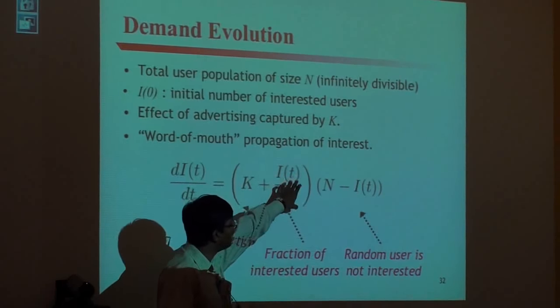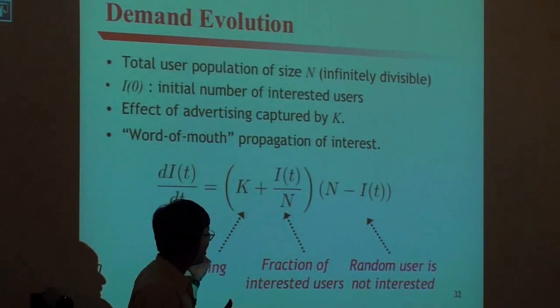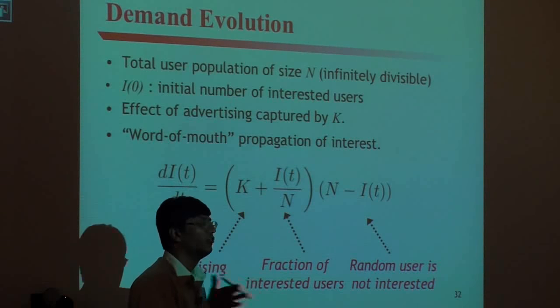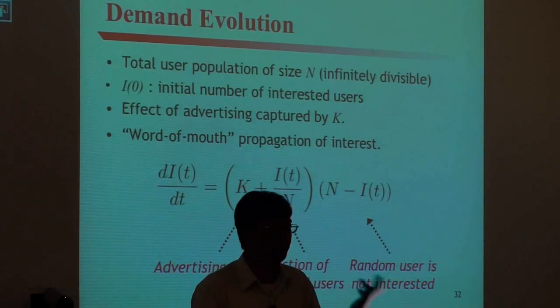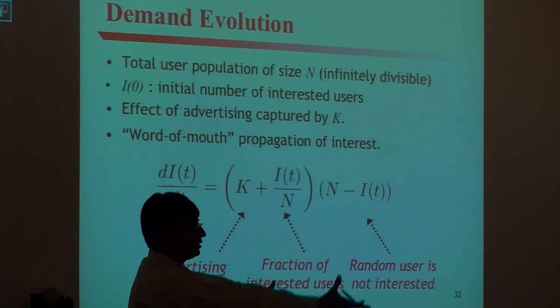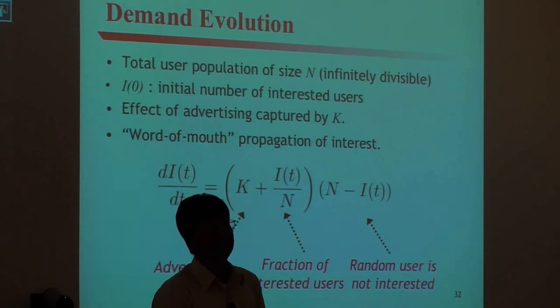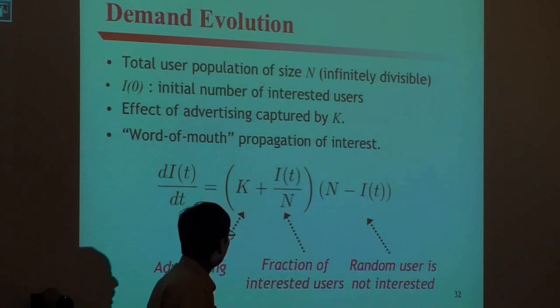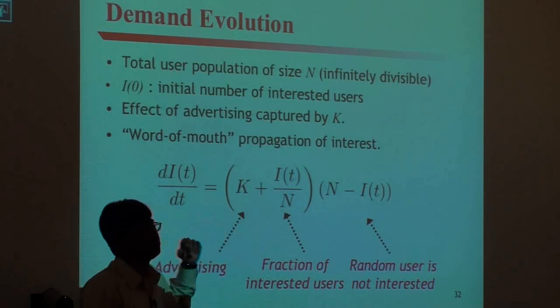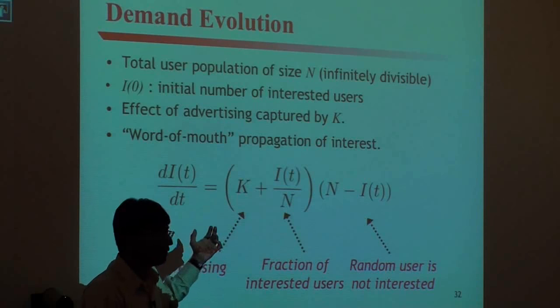So this is called the Bass diffusion. This comes from Frank Bass's work in the 1960s, where he was looking at the propagation of interest in microwave ovens. So there's this new gadget, this microwave oven. How do people request it? What is the rate of change of interest in such things? Now this has been used much earlier in population dynamics, in viral models and so on.